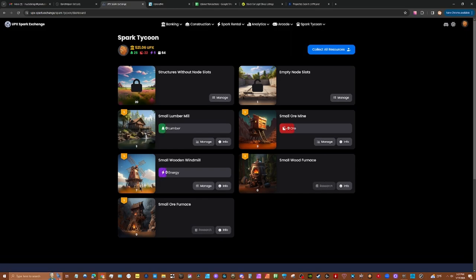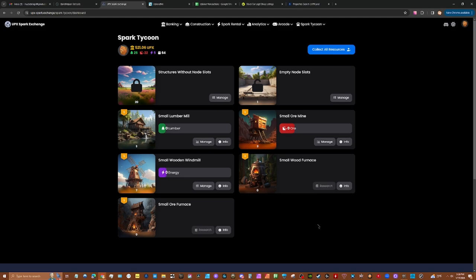Currently I've got 7 energy windmills, 3 lumber mills, and 3 ore mines. So I'll produce 7 energy per day, 12 lumber per day, and 12 ore per day. On top of my treasure hunting, I can generally build 1 node per day right now. When I first started, it was like 1 node every few days, but I built this up, and I've only put 8,000 UPX into this.